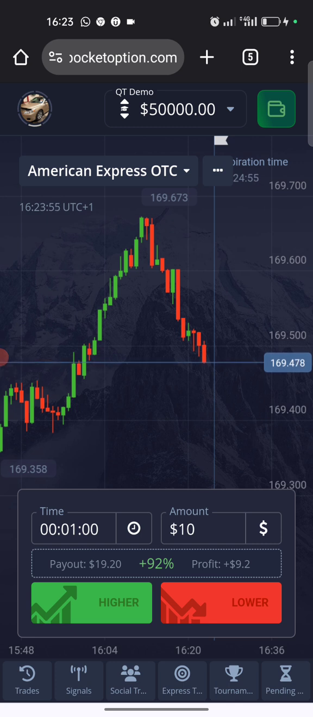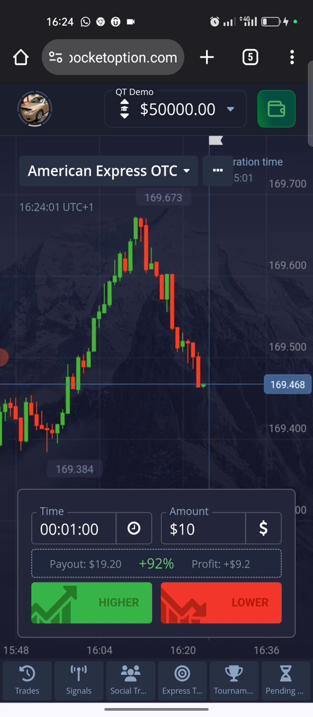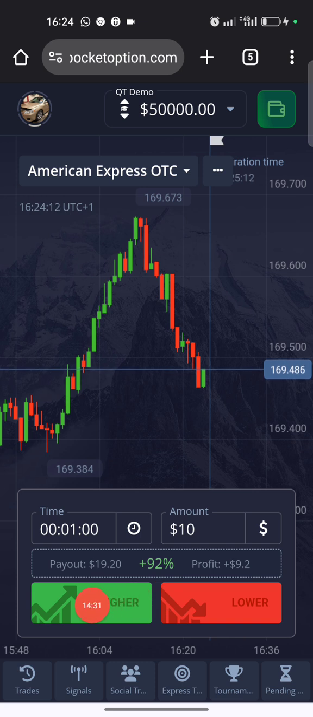So you just have to click on a lower. This is the lower. This is where you decide, this is where you click whether the market is going to be a buy or a sell. This is buy and this is sell. When you click on higher here, it means the market is going on an uptrend, just like the candle is going now on an uptrend.